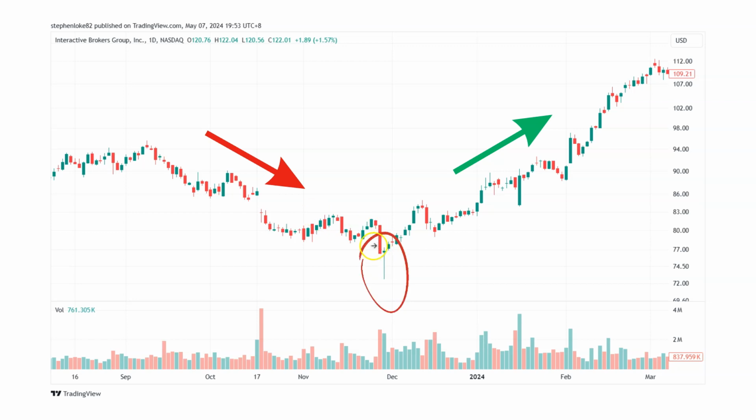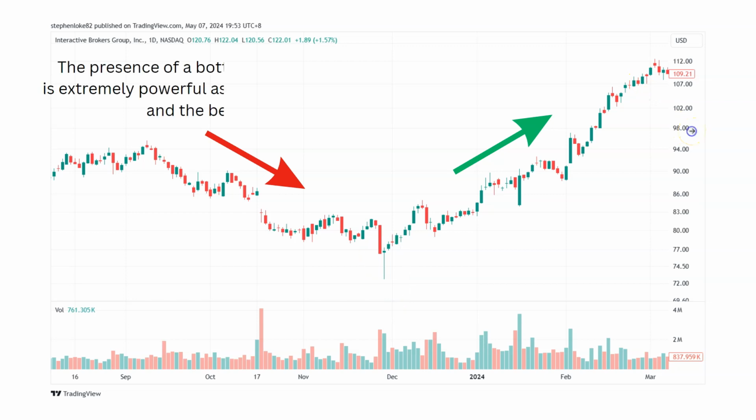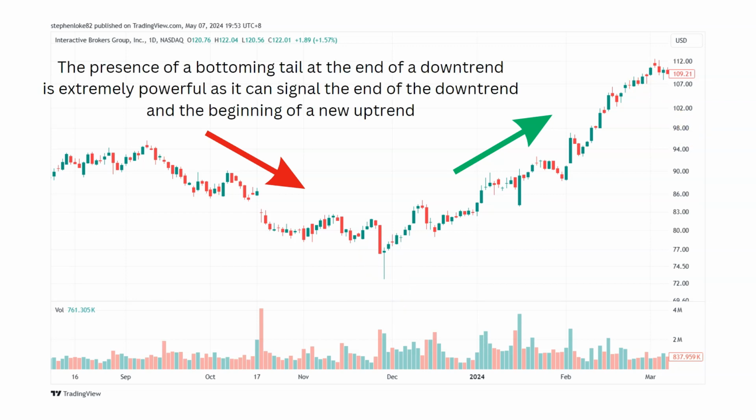And after the presence of the bottoming tail, in around end of November, the stock started to move up. And the move is not a small move. You can see that it moved up from about 70 over to 100. So that's how powerful the bottoming tail is. Now, the presence of a bottoming tail at the end of a downtrend is very, very powerful, as it can signal the end of the downtrend and the beginning of a new uptrend. Downtrend ends and a new uptrend begins.